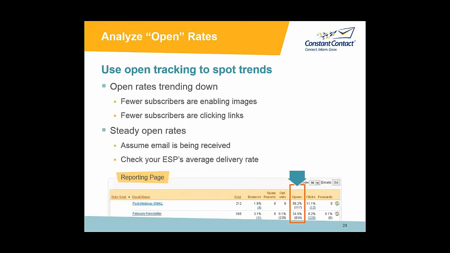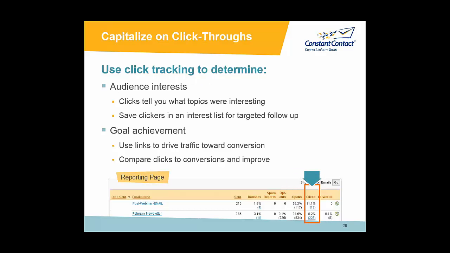And you can spot trends. We just talked about that. If your open rates are going up or going down. Determine audience interest. If you get more clicks on an email, people may be more interested in that information than the information that you presented in your last email. So what you do is you start trying to find out, or you start finding what people are interested in.